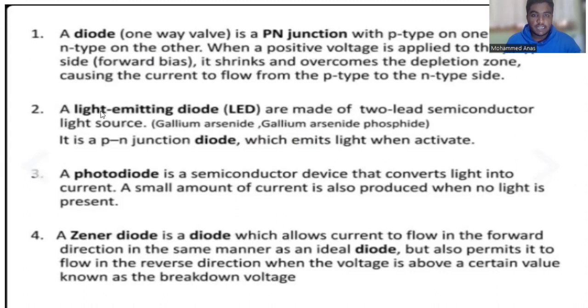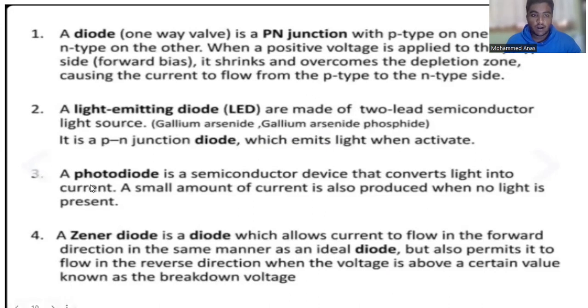And now LED. LED means light emitting diode, made up of semiconductors with a light source such as gallium arsenide phosphide. It is a p-n junction diode which emits light when it is active.